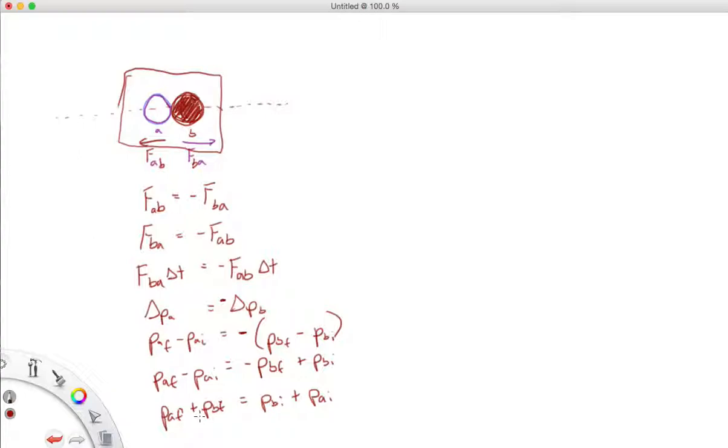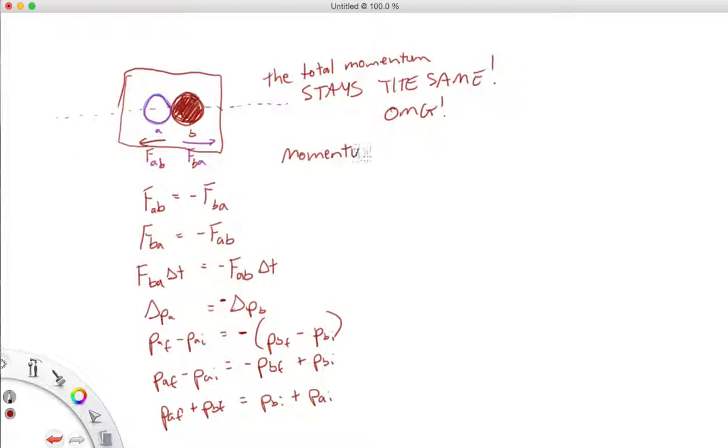That means momentum did not change. The total amount of momentum stays the same. So another way to say that, I'm getting too excited here, the total momentum stays the same. That means, and here's the fancy way of saying this, momentum is conserved. Period. It does not change.